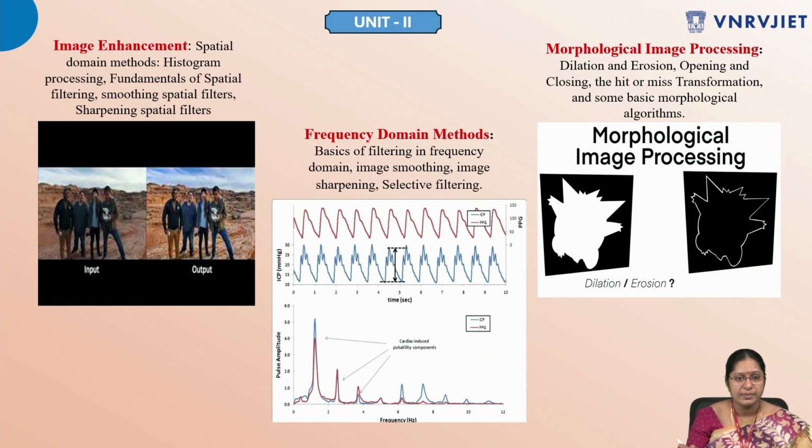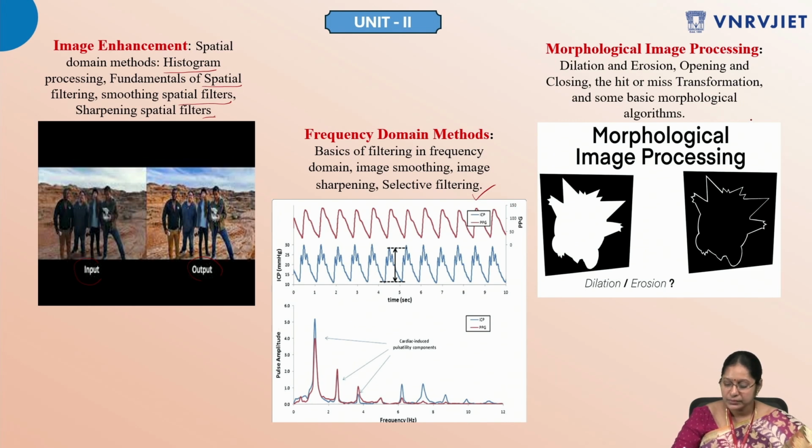First one is image enhancement. Here, in image enhancement, spatial domain methods are there. Histogram processing, fundamentals of spatial filtering, smoothing spatial filters. All these types of filters are applied on images for enhancement of the images. Here we have the input image, and after applying the filtration, we get this type of output. And next, the second part is frequency domain methods. Basics of filtering in the frequency domain, image smoothing, image sharpening, selective filtering, all these types of operations are applied here. And the last one is morphological image processing.